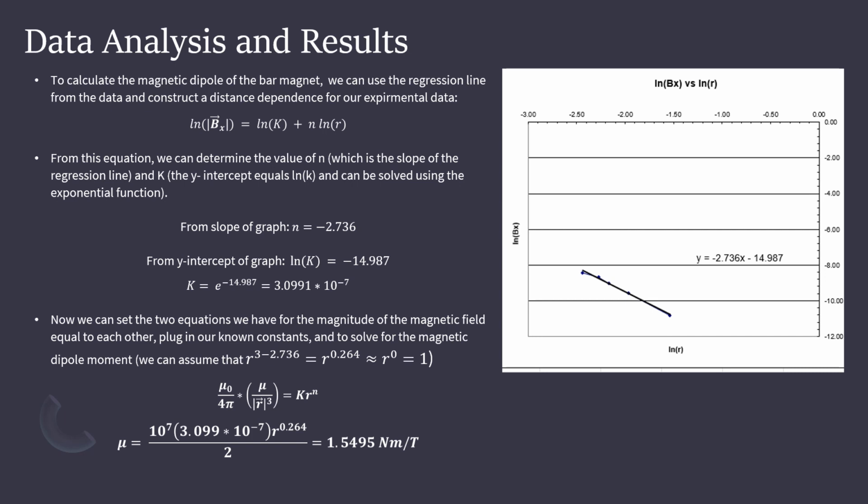Now we can set the two equations we have for the magnetic field equal to each other, and plug in our known constants to solve for the magnetic dipole moment. Once we do that and rearrange the equation as shown below, we get that mu naught, or the magnetic dipole, is equal to 1.5495 newton meters per Tesla.